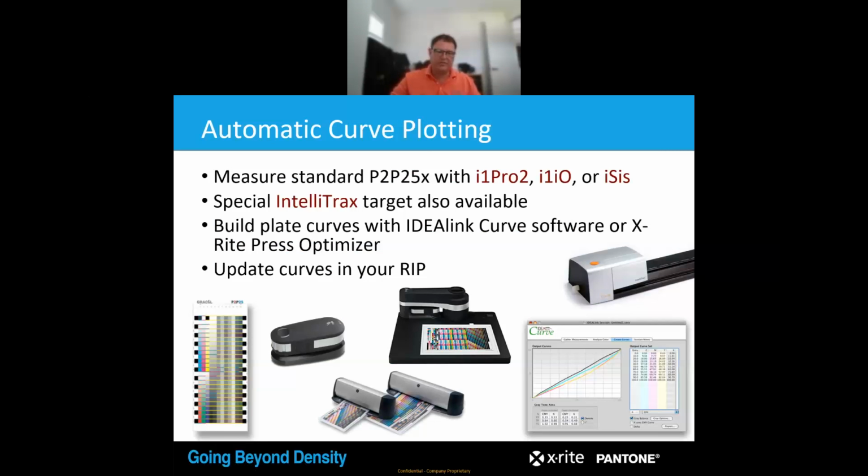measured the standard P2P 25 patch, which is this one over here on the right, using an i1 Pro 2, Pro 3, i1 IO or an ISIS, or you can use an IntelliTrax for production. And using the correct curve software to plot your plate curves so that you have the ability to optimize your plate curve for your press. And then using those curves within your RIP so that when you're producing your proofs, they simulate the curve for your press.